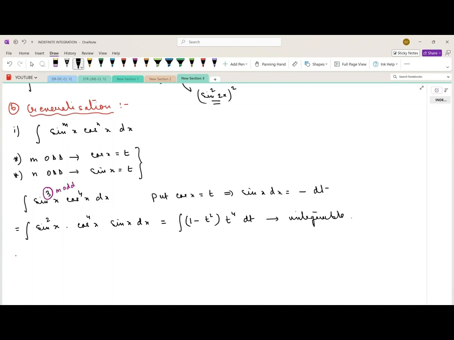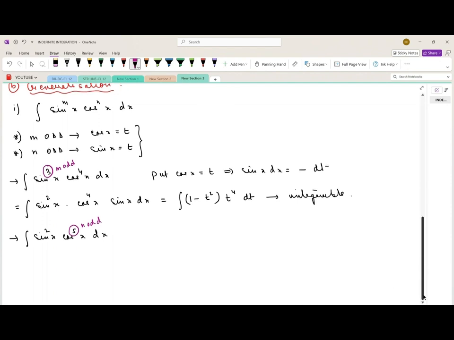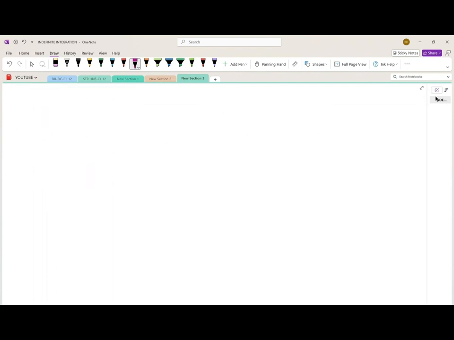Now let us take another example. Say sin square x cos 5x dx. So here you have n odd. So here we will put sin x equal to t. I'm not going into the details, you can do the detailing part.